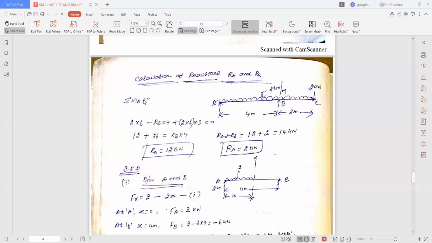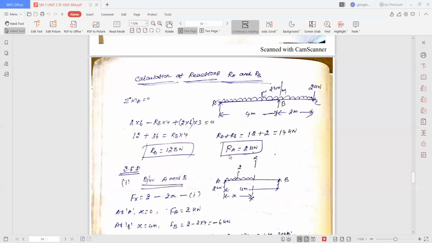Which is equal to the sum of the moment at A, which will be 0. So here 2 into 6 is 12, 12 into 3 is 36, which is equal to RB into 4 (minus becomes plus when we take it to the right-hand side). So the unknown value RB will be equal to 12 kilonewton.